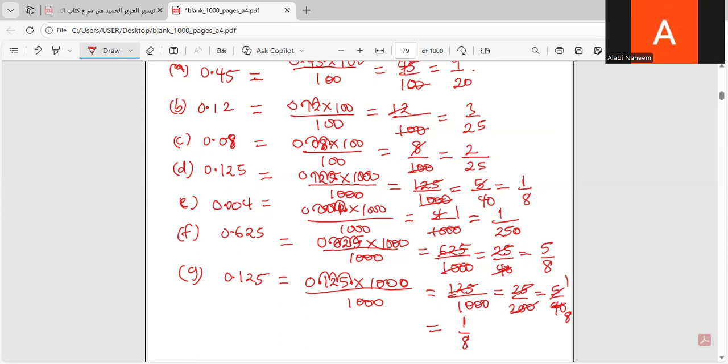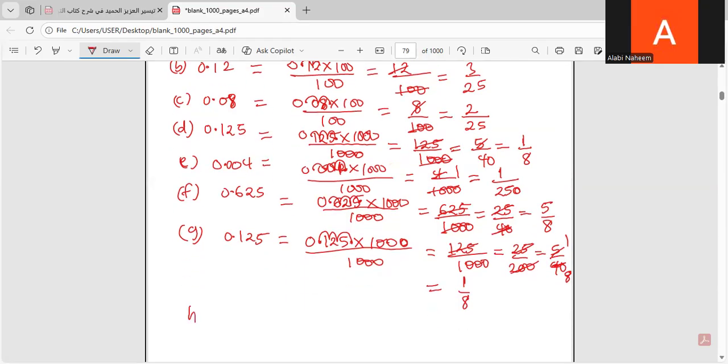So you can see how we've actually converted these decimals from being decimals to fractions. These are terminating decimals. So in the next video, we'll learn how to convert non-terminating recurring decimals back to fractions.